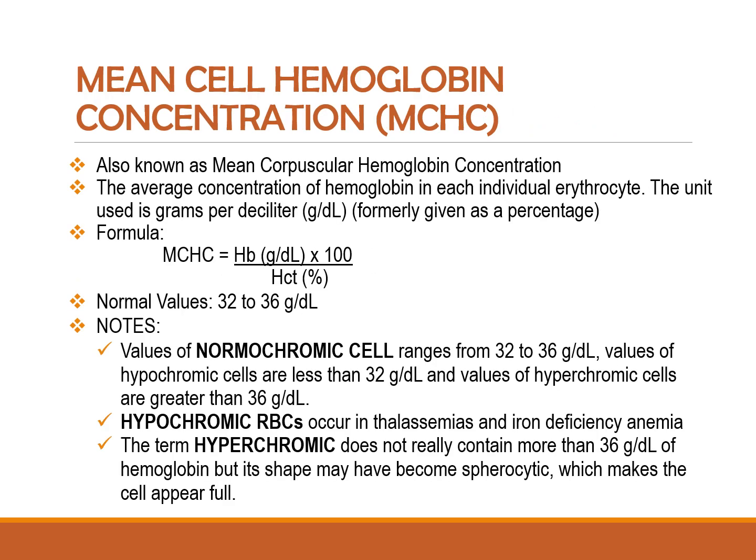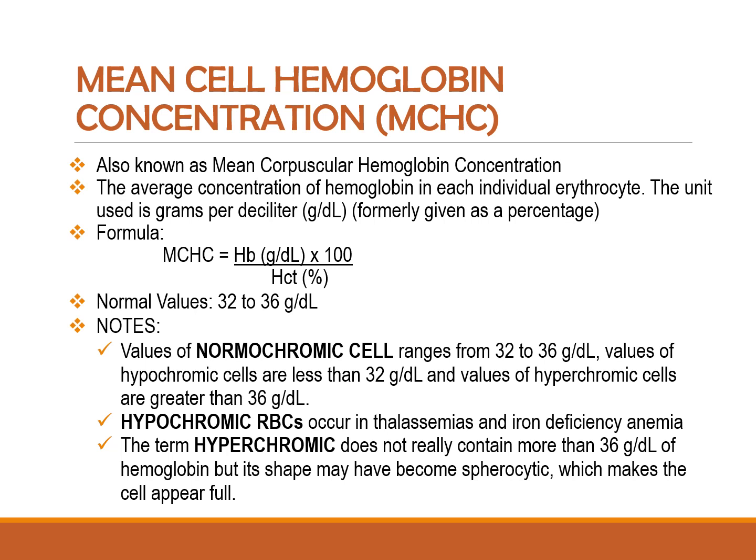The last parameter included in the computation of the RBC indices is the mean cell hemoglobin concentration or the MCHC. This is also known as mean corpuscular hemoglobin concentration. It is defined as the average concentration of hemoglobin in each individual RBC. The unit used is grams per deciliter or grams per dL, which was formerly given as a percentage. For the computation of this parameter, the formula is MCHC is equal to hemoglobin of the patient expressed in grams per dL times 100 divided by the hematocrit of the patient expressed in conventional unit.